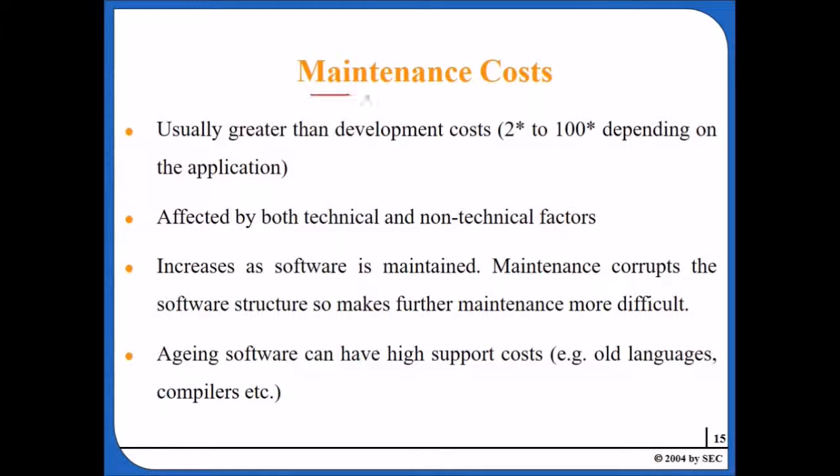And maintenance cost also plays an important role. Usually it is greater than development cost, 2 to 100 times depending on the application. So they are affected both by technical and non-technical factors. It increases as software is maintained. Maintenance corrupts the software structure, so it makes further maintenance even more difficult. And aging software can have high support costs, like old languages and compilers, because support is not there.